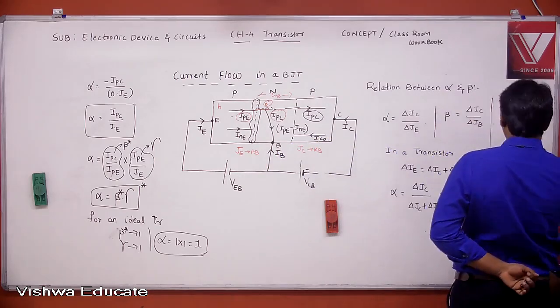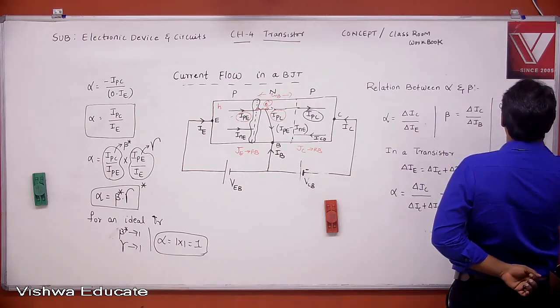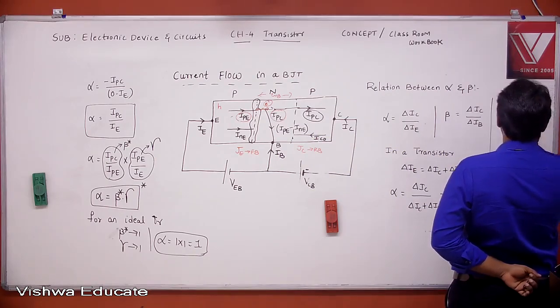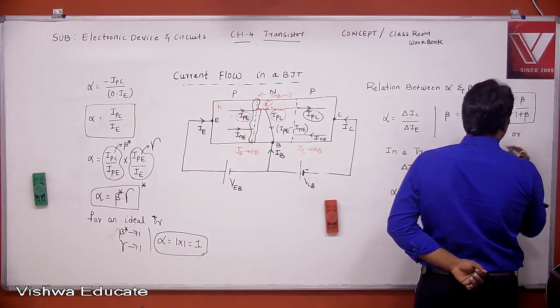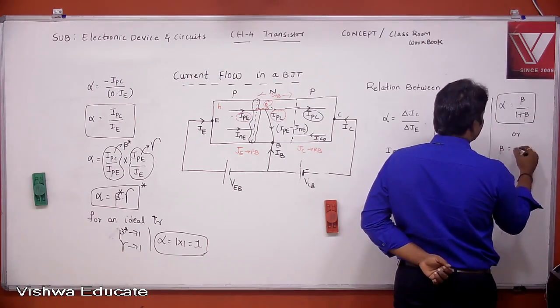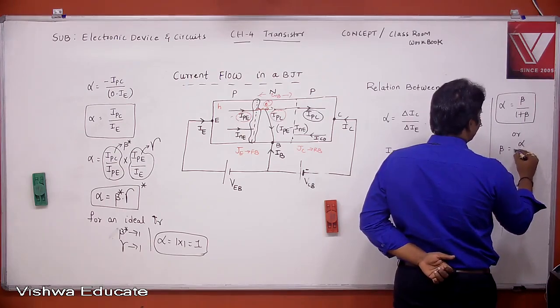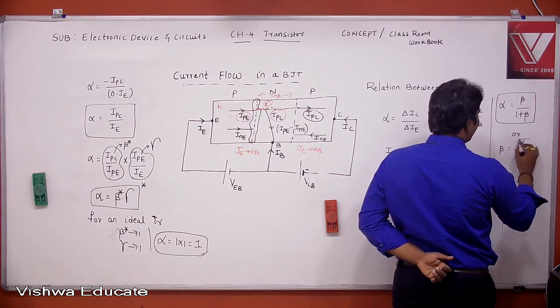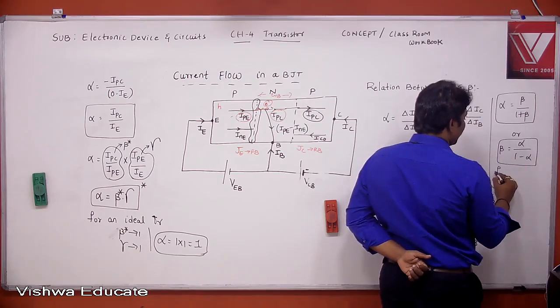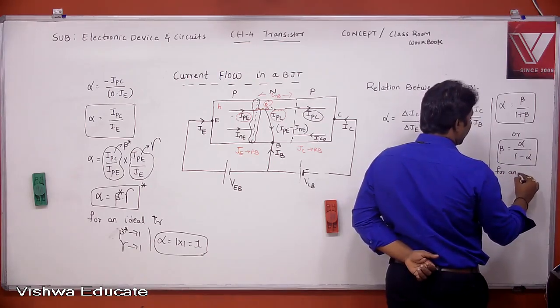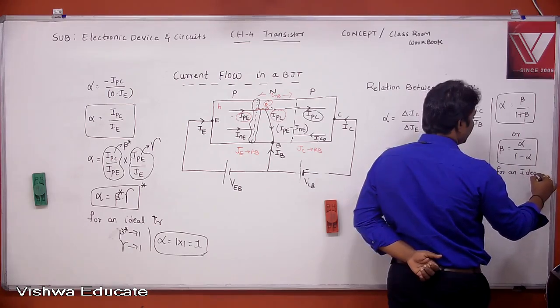Right? Now what is alpha? Alpha is nothing but beta by 1 plus beta. Now what is it in terms of beta? Actually beta is in terms of alpha, actually. Beta equals alpha by 1 minus alpha. Right?